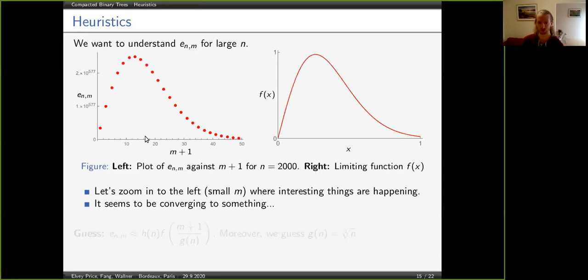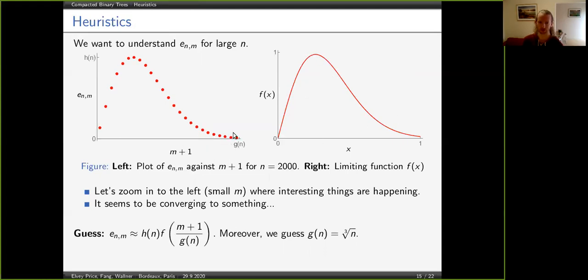In fact, if we draw, so this is now for n equals 2000, you can see that it really does look like it's converging to some sort of curve like this. Okay, so let's guess that it really is converging to this curve. Of course, the convergence requires that we rescale the x-axis and y-axis by some functions g_n and h_n.